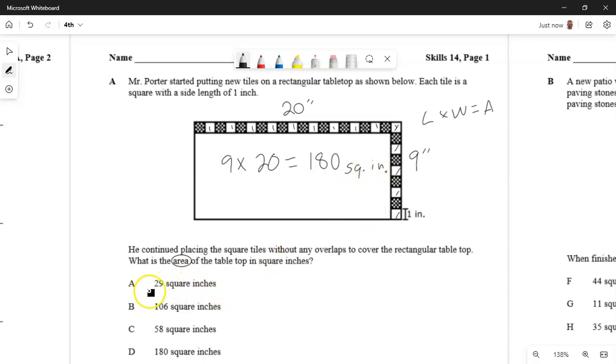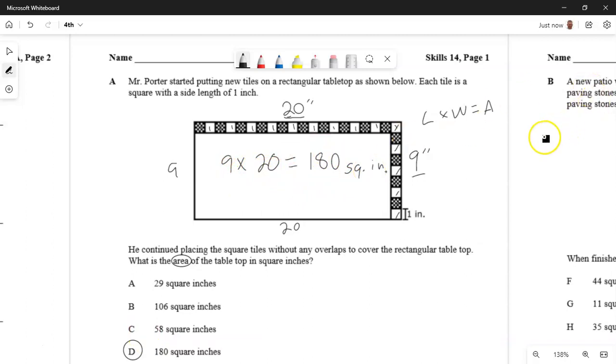Okay, look at our answer choices really quick. If you look at the first answer choice, you would get that if you just added the two side lengths together, 20 plus 9. The second one right here is if you made this a perimeter question, 20 plus 9 plus 9, you would end up with 58 inches. But the correct answer is 180 square inches because we're multiplying the length times the width.